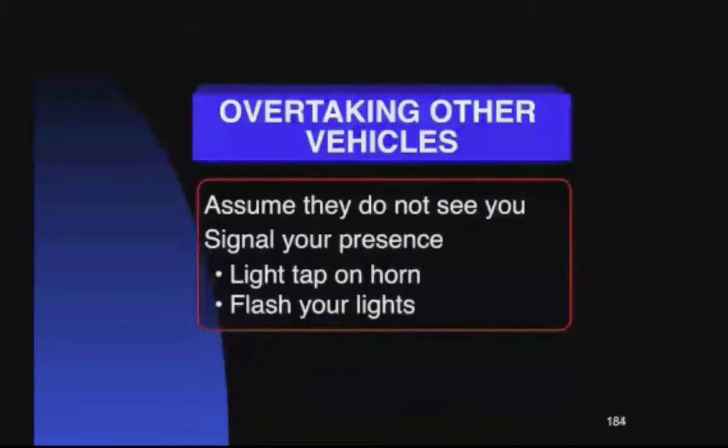Overtaking other vehicles. Assume they do not see you. Signal your presence. Light tap on the horn. Flash your lights.